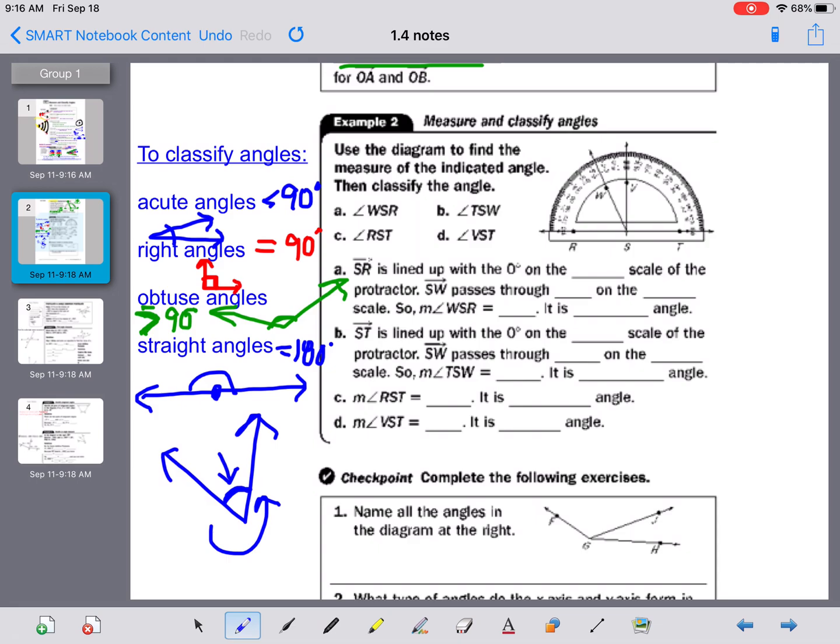All right, so let's try example 2 here and follow our rules and classify. The first one I have is angle WSR. Remember, it's dot to dot. We go to W, we go to S, and then we go to R.